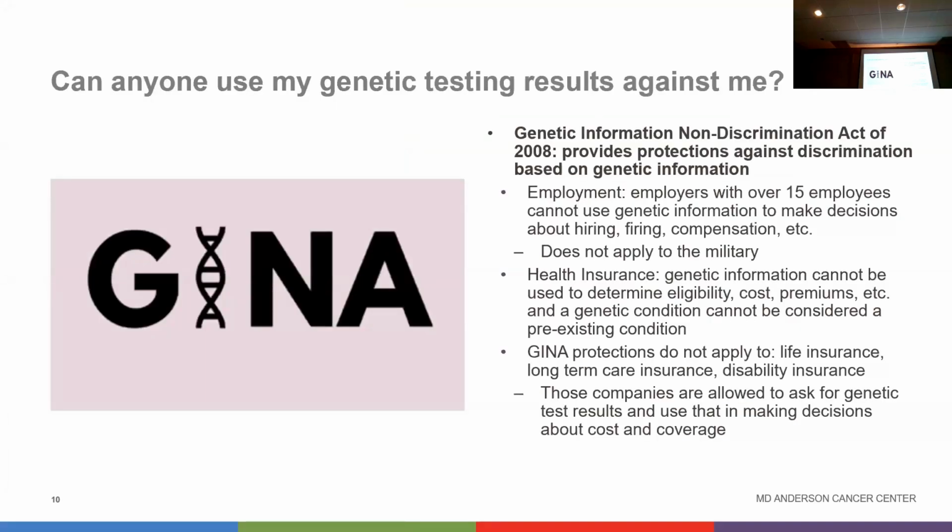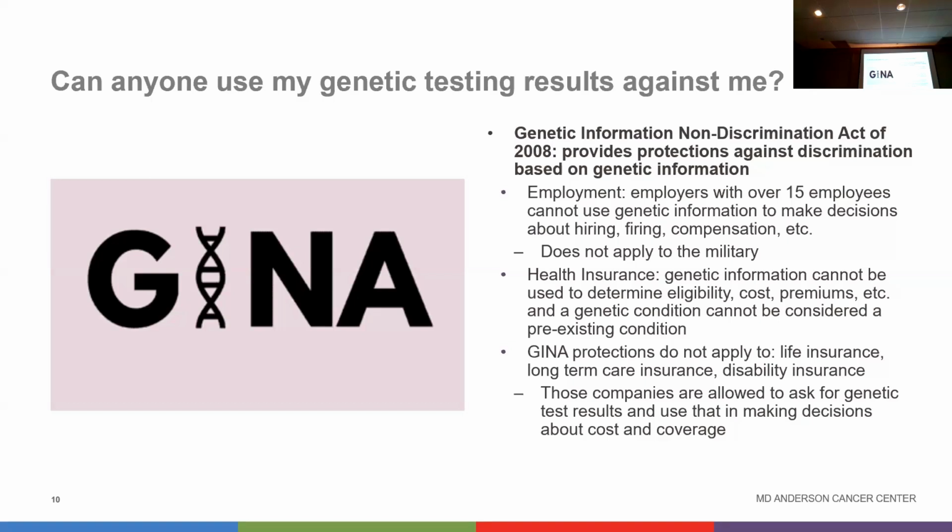So a common question that I get is, can my genetic information be used against me in any way? So I do like to always let people know about a law called the Genetic Information Non-Discrimination Act, which passed in 2008. And this is a law that provides protections against discrimination in two main areas, two very important areas. One is employment. So employers who have more than 15 employees are not allowed to discriminate on the basis of genetic information, meaning that they cannot elicit your genetic information for the purposes of hiring or firing or determining your compensation or anything like that. Importantly, this law does not apply to the military. So anyone in the military may be governed by different rules.